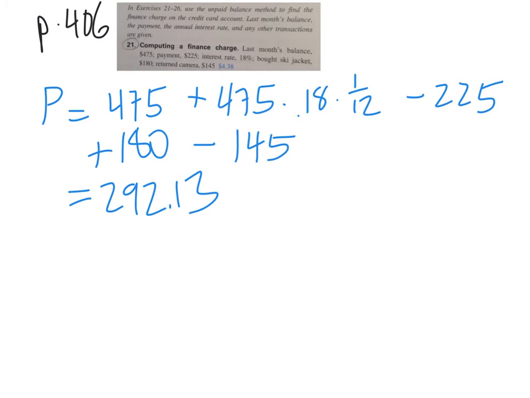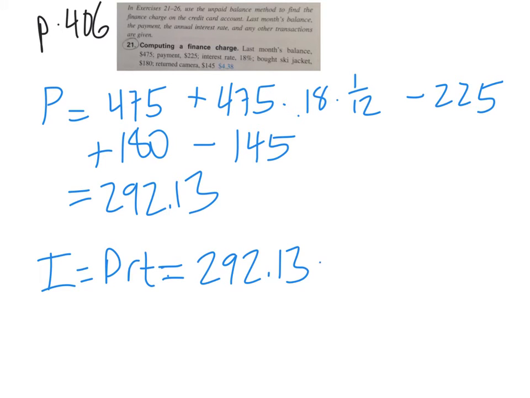So we're pretty much done now. We just have to go through and calculate our finance charge for next month. So it's a PRT. Our P is going to be the $292.13. The R is the 0.18, and the T is still 1/12. Throw this into the calculator, and you should get about $4.38.